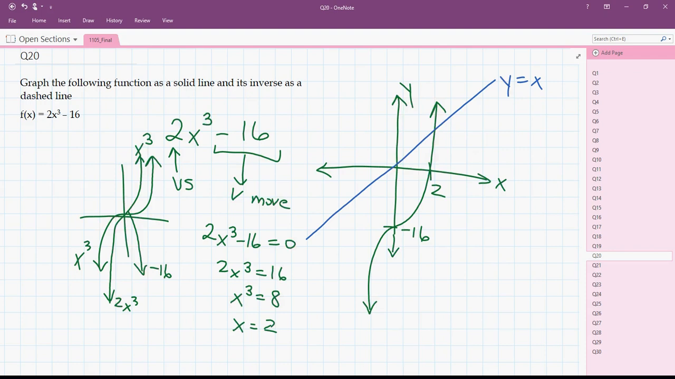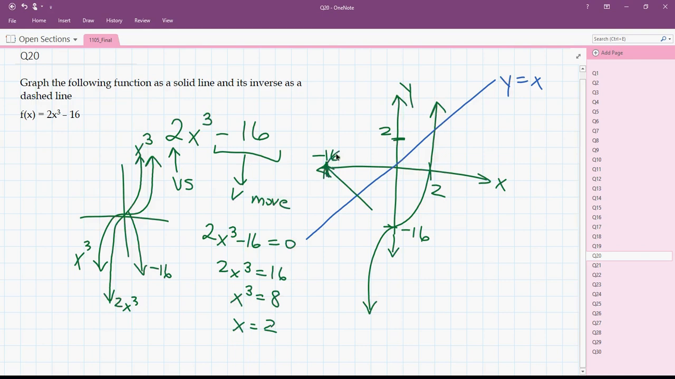So we had to reflect that. Whatever happens in the x now happens in the y. Whatever happened in the y happens in the x. So if we had a crossing here of 2, now we're going to have a crossing here of 2. If we had a crossing here of negative 16 reflected over this line, then we're going to have a crossing here at negative 16. And it's just a matter of reflecting. These are a little bit hard to draw.